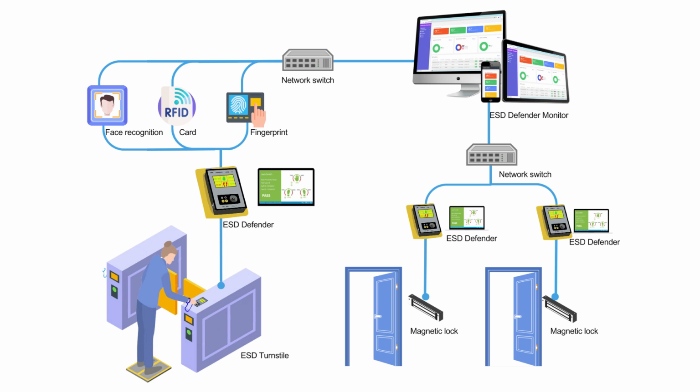As you can see, the ESD turnstile access control system is made of three main components: ESD Defender, ESD Turnstile, Computer System and ESD Defender Monitor. For those of you who need advanced levels of security, we offer additional access control features: face recognition tablet, RFID card reader, and fingerprint reader.